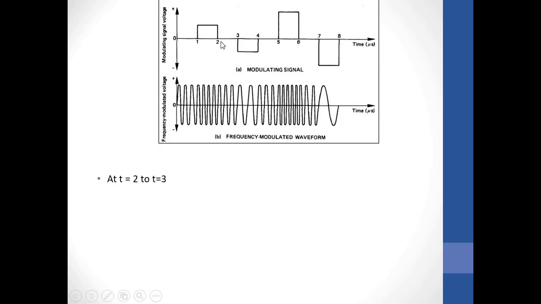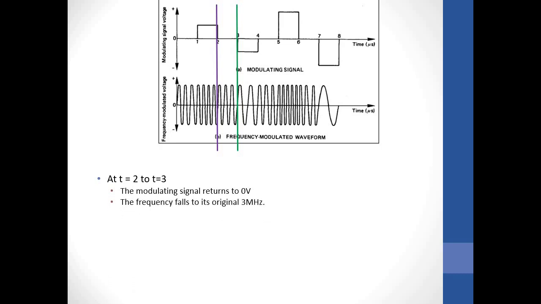Now let's go to t equal to 2 to t equal to 3. At that point, our voltage is back to 0. So if we count the number of cycles, we've got 1, 2, 3. So it means that we've got 3 megahertz frequency. The modulating signal returns to 0. The frequency falls to its original 3 megahertz.